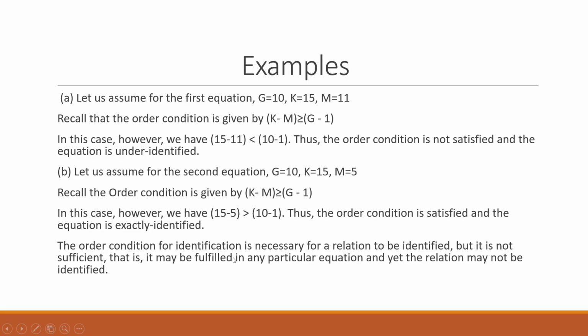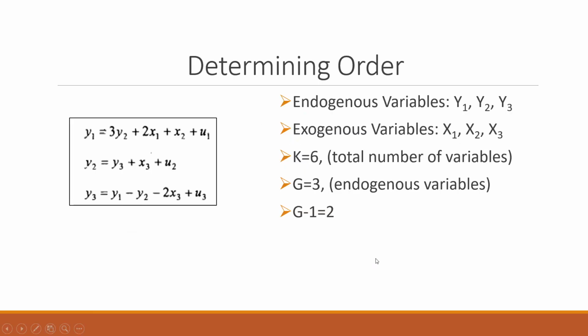The order condition for identification is necessary for a relation to be identified, but it is not sufficient. It may be fulfilled in a particular equation and yet the relation may not be identified. Now, let us take this example.